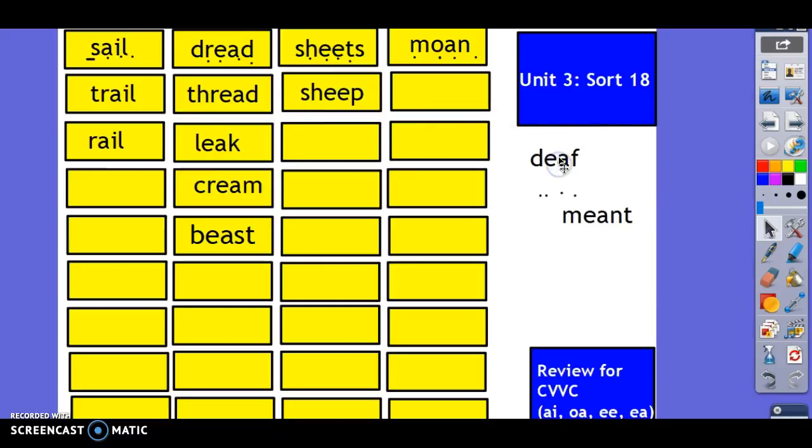Okay, this might just be a review for you, which is great. Here's coast. Remember, here's my CVVC, and here's my vowel team, OA. Go ahead and sort the rest on your own.